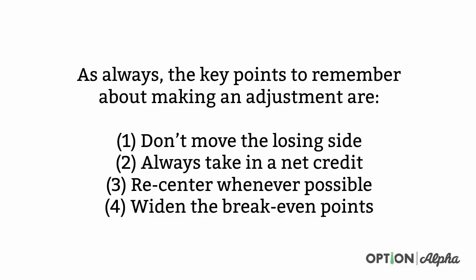And number 4 is we want to widen the break-even points. This kind of goes along with number 2: when you take in a net credit, you start banking this huge credit as you're making adjustments, and that credit helps widen the break-even points on the losing side. That's where we get a lot of the strategy and technique from, widening those break-even points and giving ourselves more time to be right.